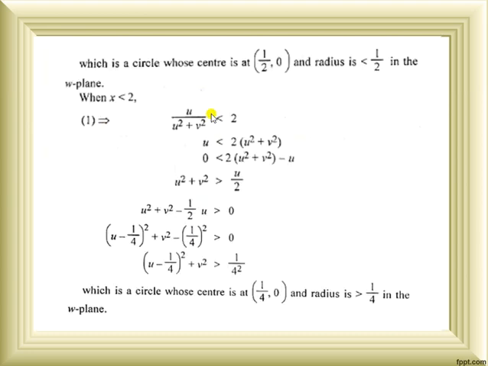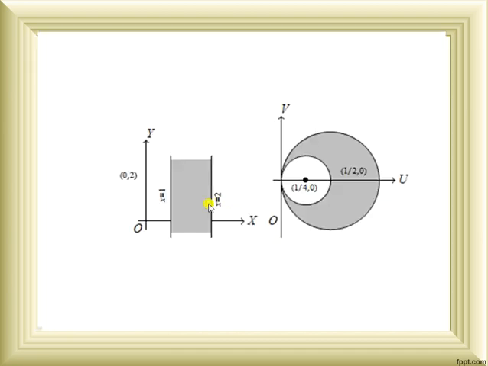So consider the second half of the given strip. Of course, the above is a circle with center half comma 0 and radius half. Consider the second half of the given strip, x is less than 2. Here substitute the x value and simplify it. I will get u square plus v square minus half times u is greater than 0. So this is also a circle with center 1 by 4 comma 0 and radius 1 by 4. For better understanding, make it like this, and I'm going to plot this on a graph.